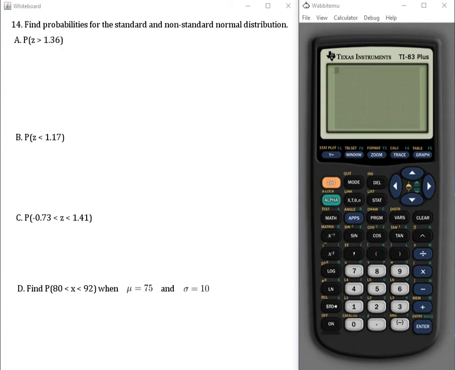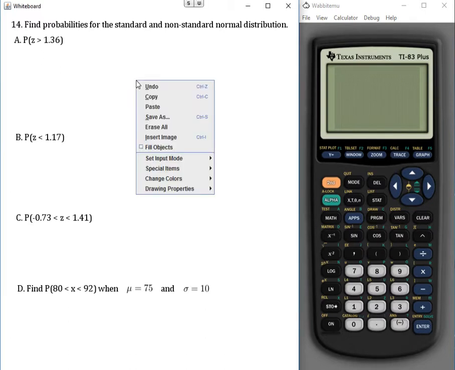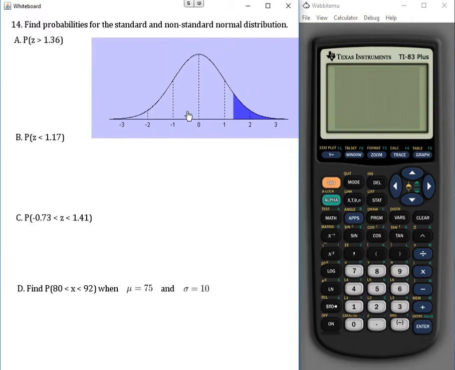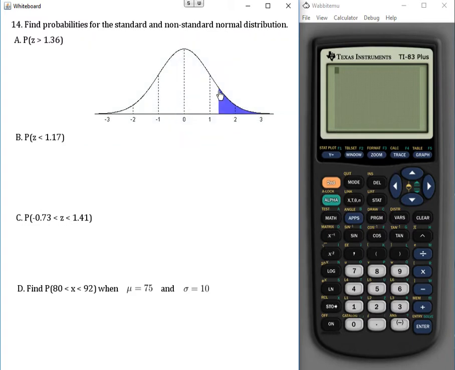Find probabilities for the standard and non-standard normal distribution. In question A, we want to find the probability that z is greater than 1.36. This is really just giving us practice with the normal CDF function, because when we want to find normal distribution probabilities, normal CDF is the function that does that for us. In this situation, we want to find the area underneath the normal distribution curve, starting from 1.36 and as far right as we can possibly go.